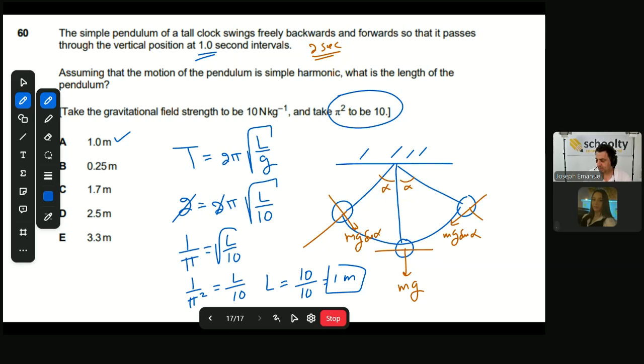Okay. So that's it for today. We solved the math and the physics section of IMAT 2022.